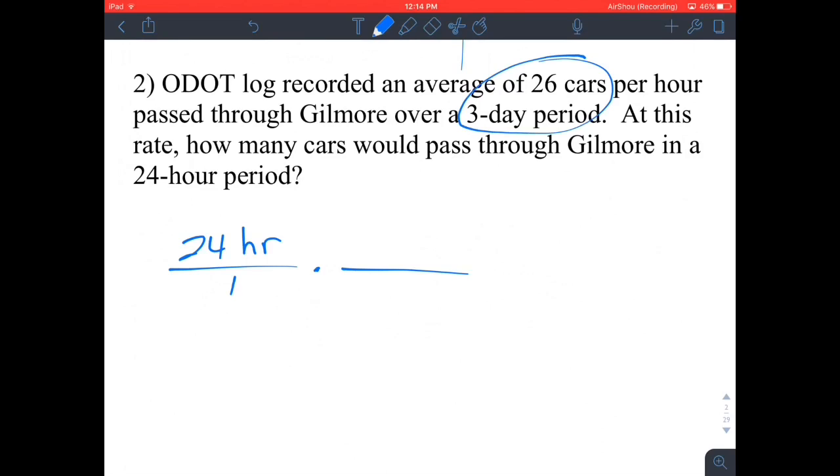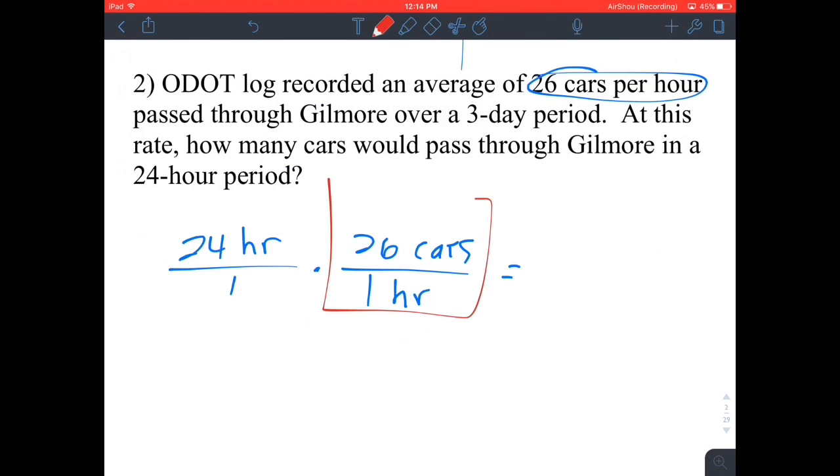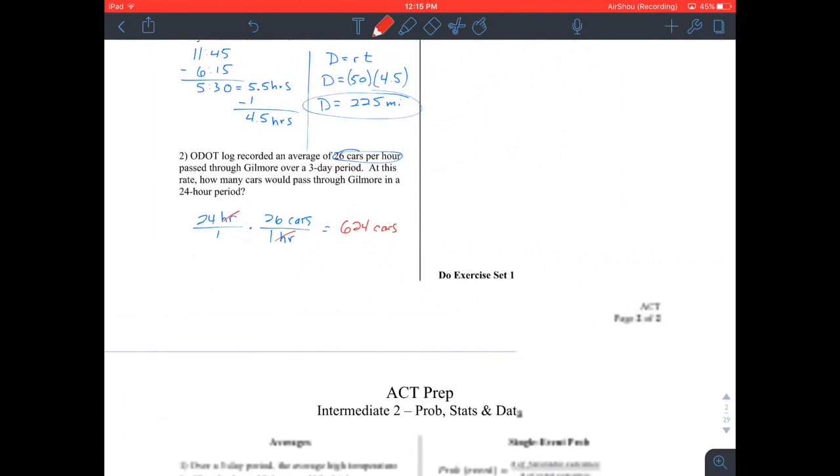I'm sorry, that's not right. So this is the rate. 26 cars for every 3 hours. Pardon me, every 1 hour. So for every 1 hour, 26 cars are going to pass by. Once again, this fraction here is the same as 1. They are equivalent things. You can always multiply something by 1 and it will never change its value. So the hours cancel. So we got 24 times 26. That's 624 cars would pass through here in a 24-hour period.